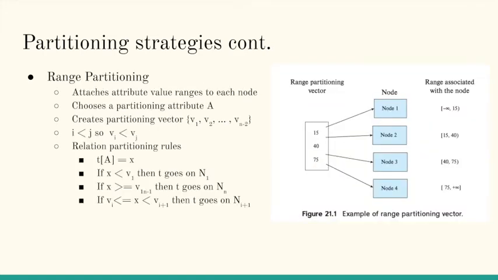Range partitioning is where you attach value ranges to each node based on the particular numbers you're partitioning. It creates a vector, which is smaller than the number of nodes, and each range is based upon the values received within the vector.